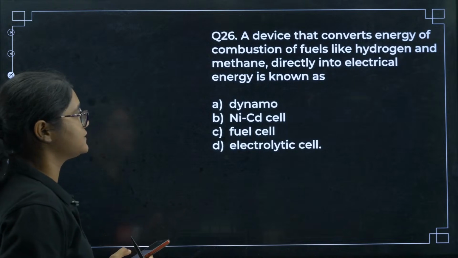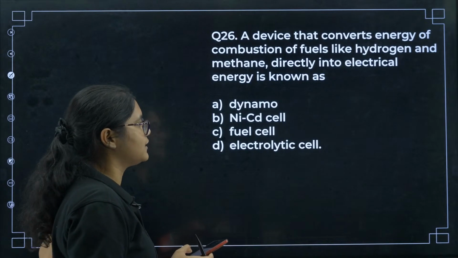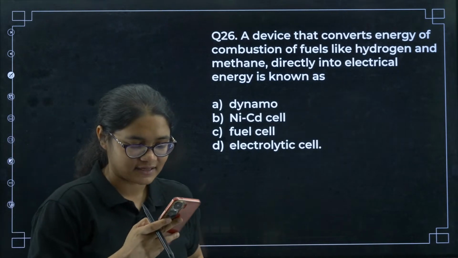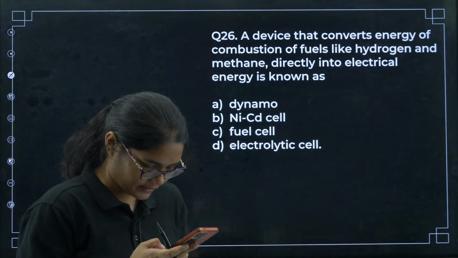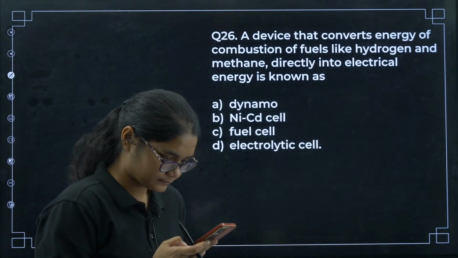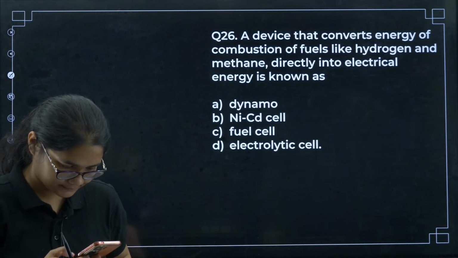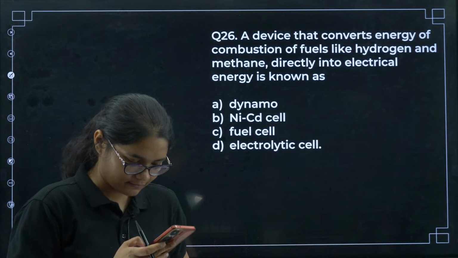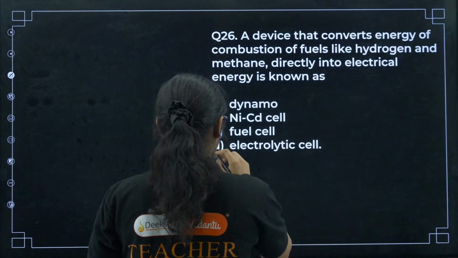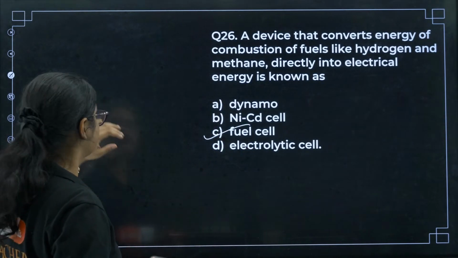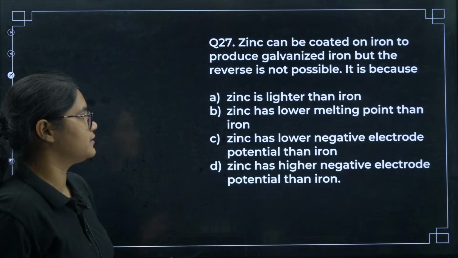Next, question number 26. A device that converts energy of combustion of fuels like hydrogen and methane directly into electrical energy is known as. This is a very easy question. This one I want all of you to answer. Yes, C is the correct answer. Uday, IDK, Bhuvan, all of you have answered. C is the correct answer. Fuel cell.